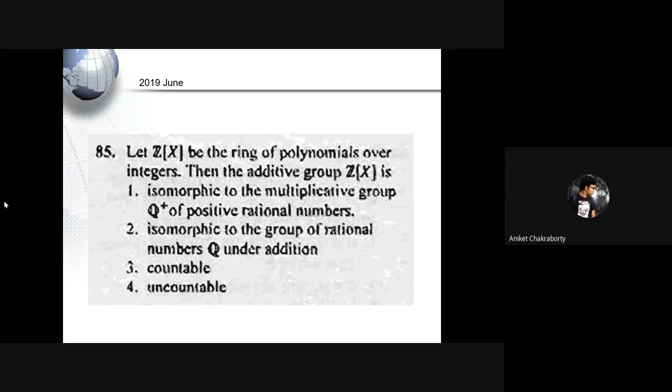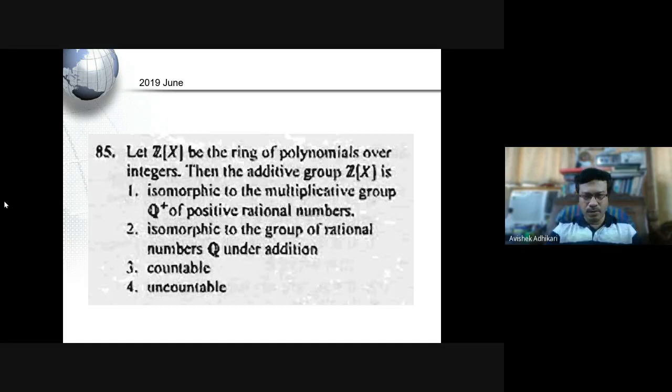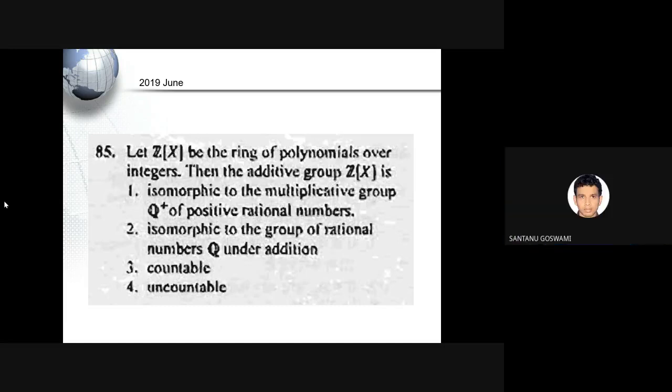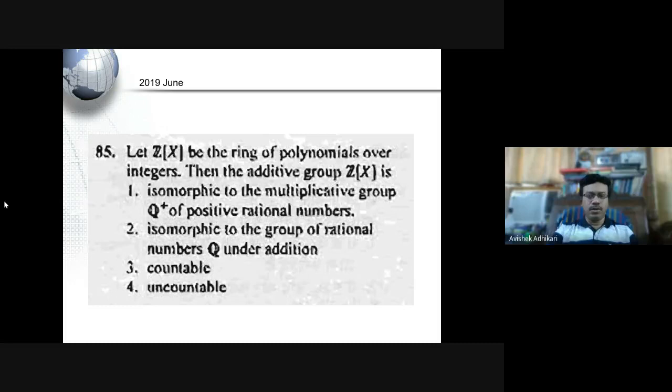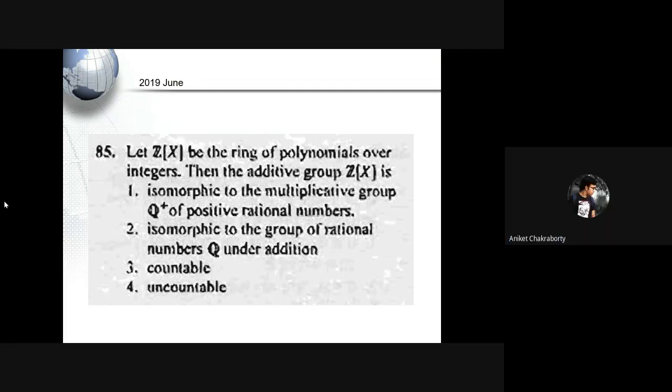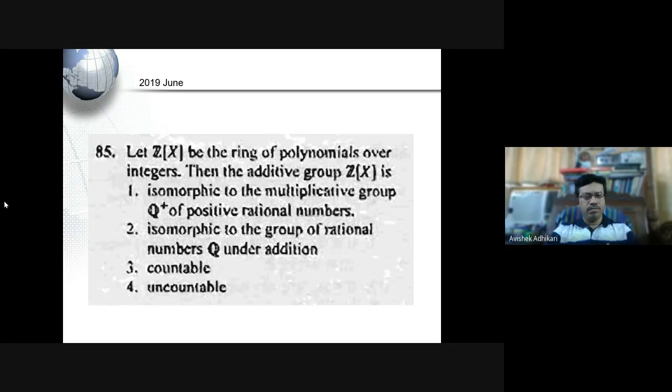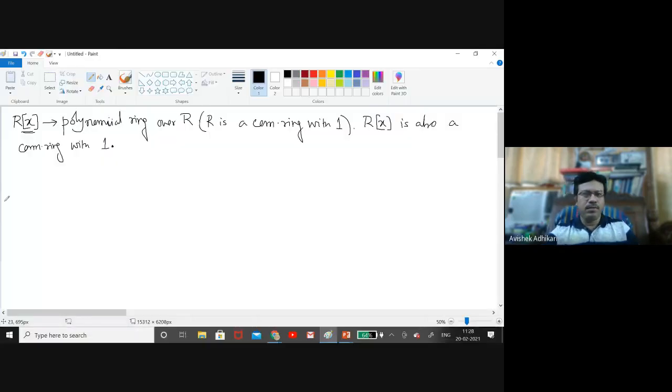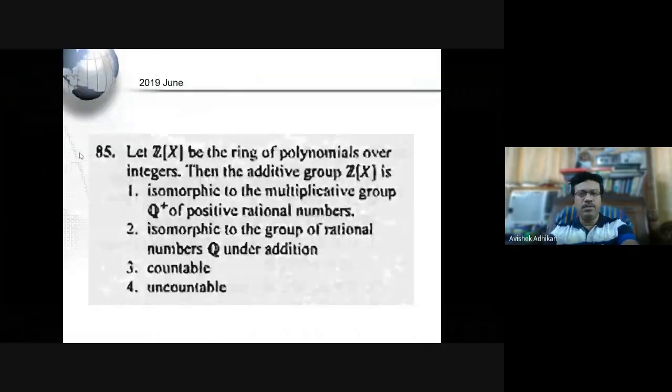Sir, option 1. Okay, somebody says option 1. Option 1 and 3. Somebody says option 3, or 1 and 3. Sir, both 1 and 3. Okay, so both 1 and 3. Somebody says the answer would be 1 and 3. Let's see. So the answer is 1 and 3. Anybody else having a different answer?